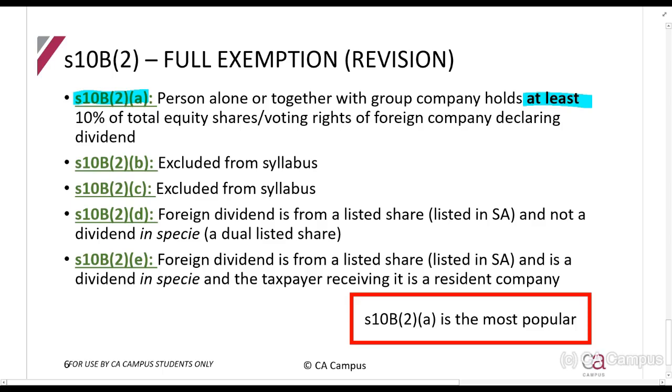Then, if you receive a foreign dividend from a company which is listed in South Africa, so this is a dual listing, and it's not a dividend in specie, it's 100% exempt in terms of section 10B2D. And if it is a foreign dividend from a listed share and it is a dividend in specie, then you will apply section 10B2E. So these two work the same. The one is specific for foreign dividends in cash, and the other one is for dividends in specie. Most important one to remember, most popular, section 10B2A. So watch out for the shareholding percentage.